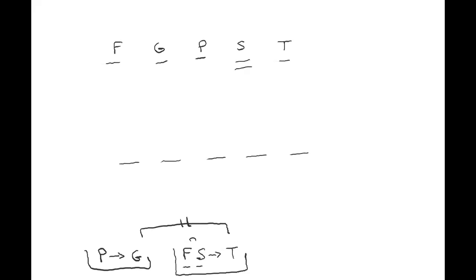Could it be true that F goes last? Well, if F went last, S would have to go fourth. And then you'd have to have P followed by G and T. So that's not going to work because they need to be not consecutive. All right, so that's not the answer.